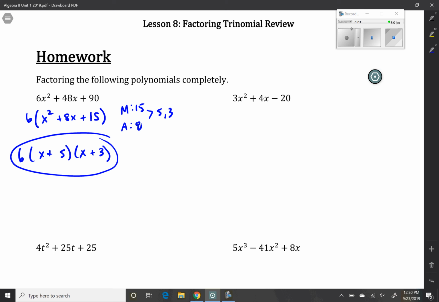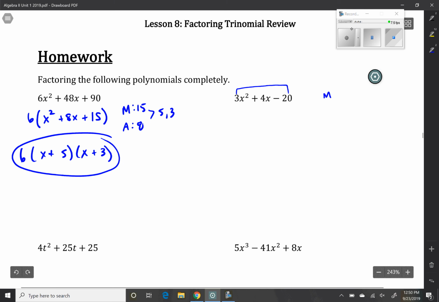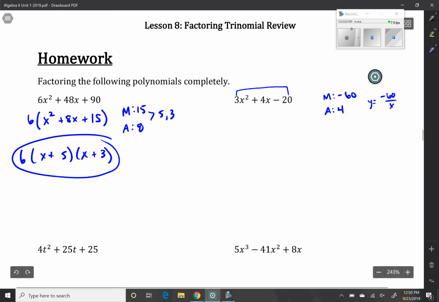The next one does not have a GCF, so we have to use the AC method. It multiplies to make negative 60 and adds to make 4. Now, if you're having trouble with the mental math part of this, just plug into your calculator y equals negative 60 over x, and look in your table of values. You'll have all the different matching pairs that multiply to make negative 60. If you keep going through there, you'll see that negative 6 and positive 10 are my pair.